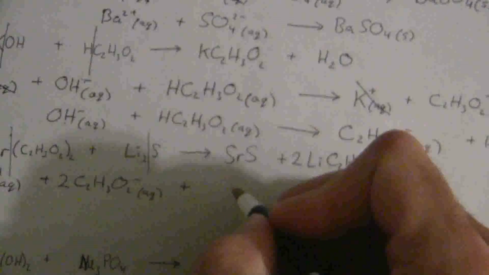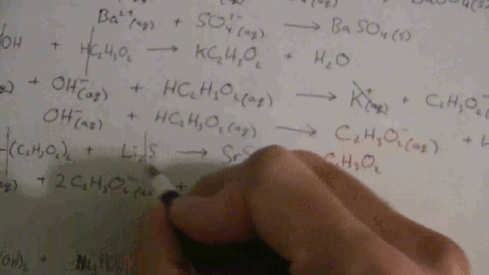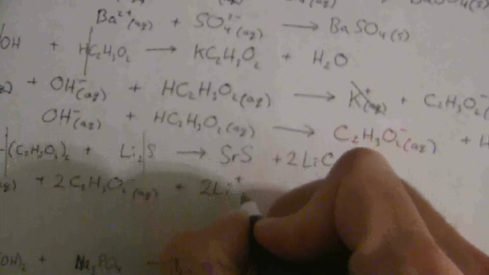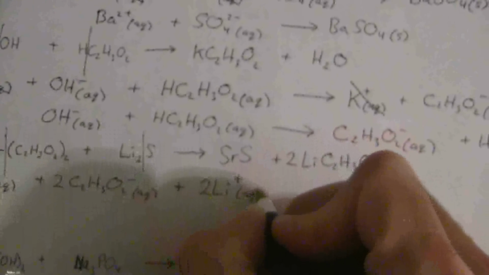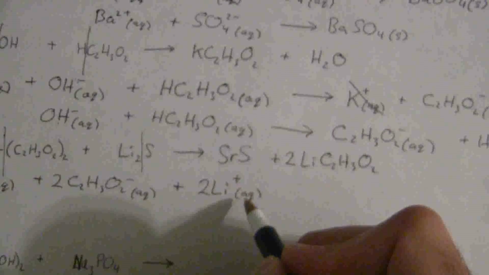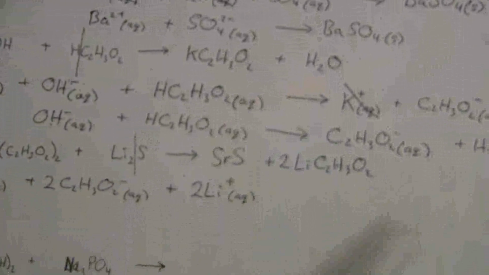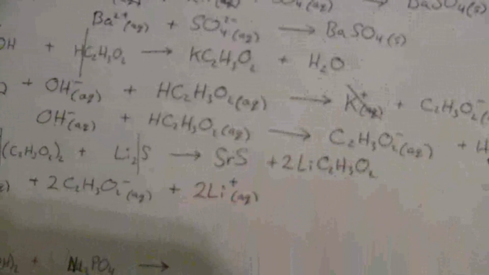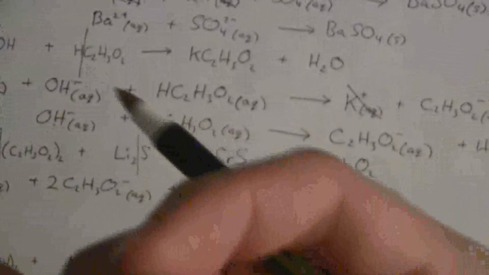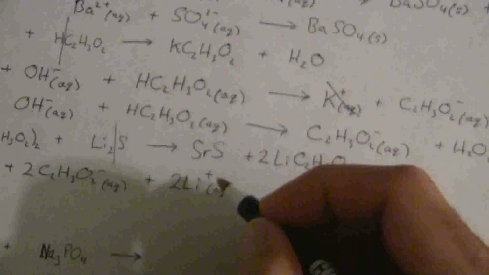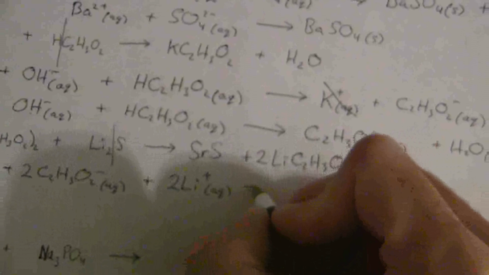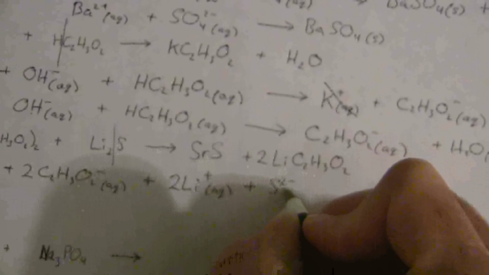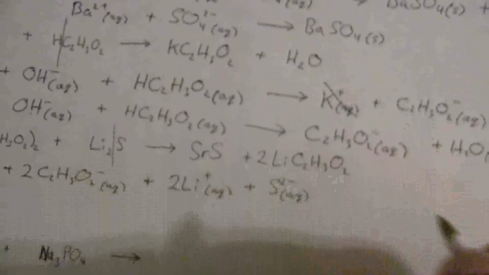metals. So here this is going to separate into 2 lithium ions, and remember the ions are always aqueous because it requires the water in order to separate it. If there's no water, it remains a solid. As soon as you put that in water, that's what enables it to dissociate. And then we have the sulfide ions.